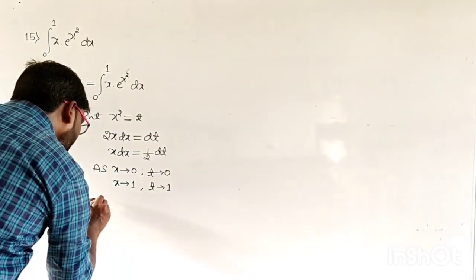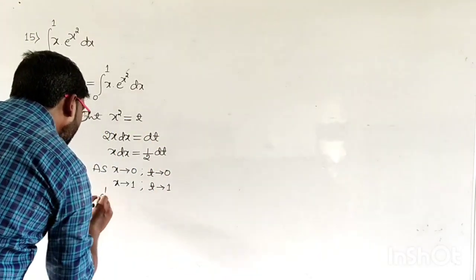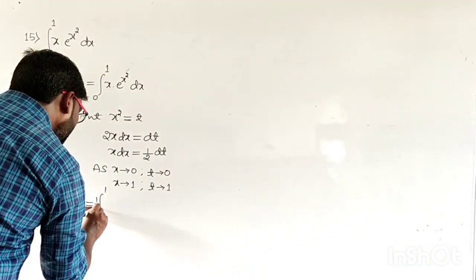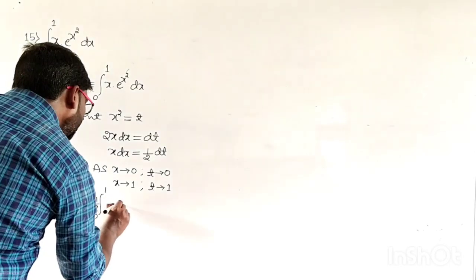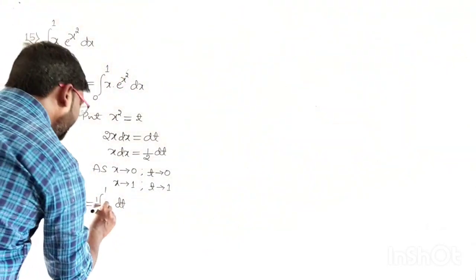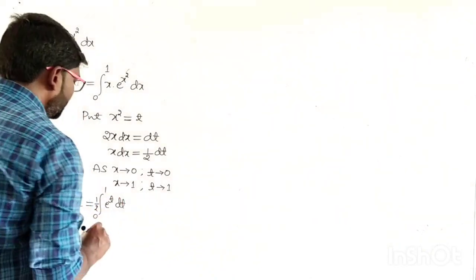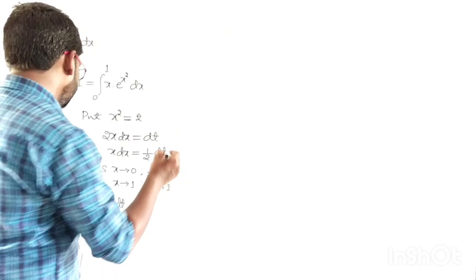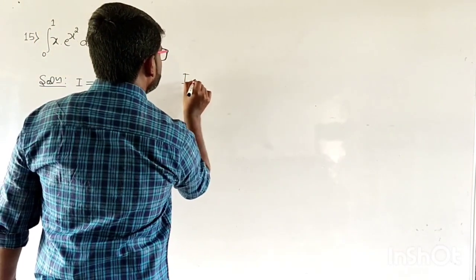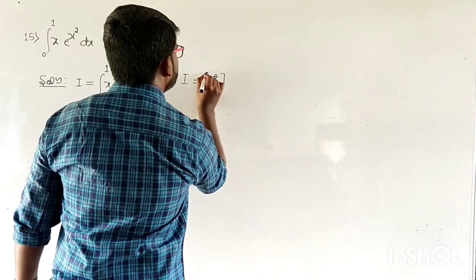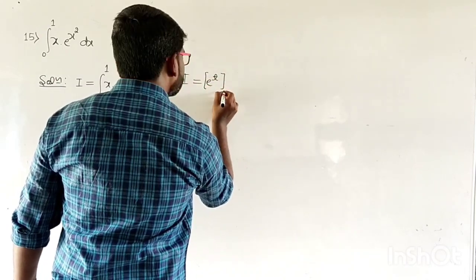So I is equal to integral 0 to 1, x dx is going to be 1 by 2 dt. I will be writing 1 by 2 outside. Then it has to be dt. Then this becomes e power t. Now integration of e raised to t is e power t itself. I is equal to e power t. Then apply the limits. The limits are 0 to 1.